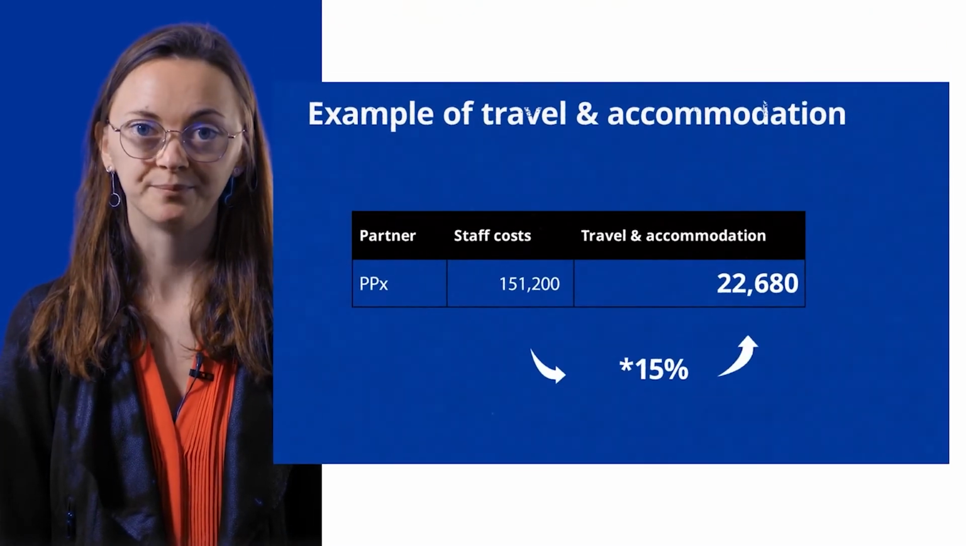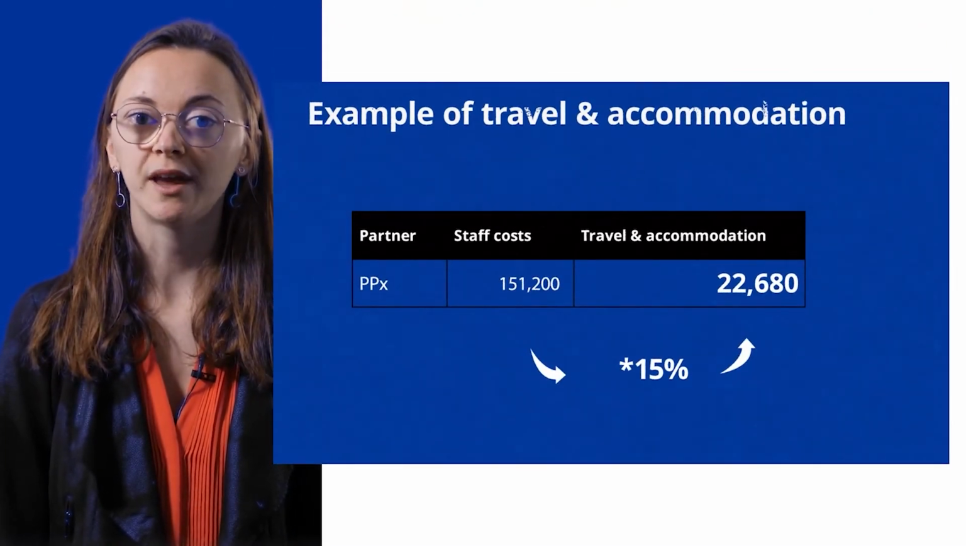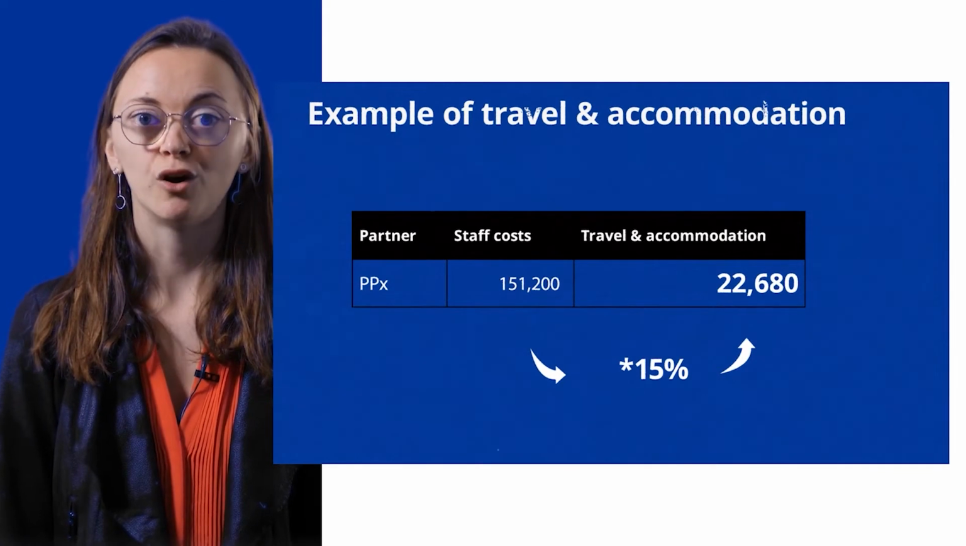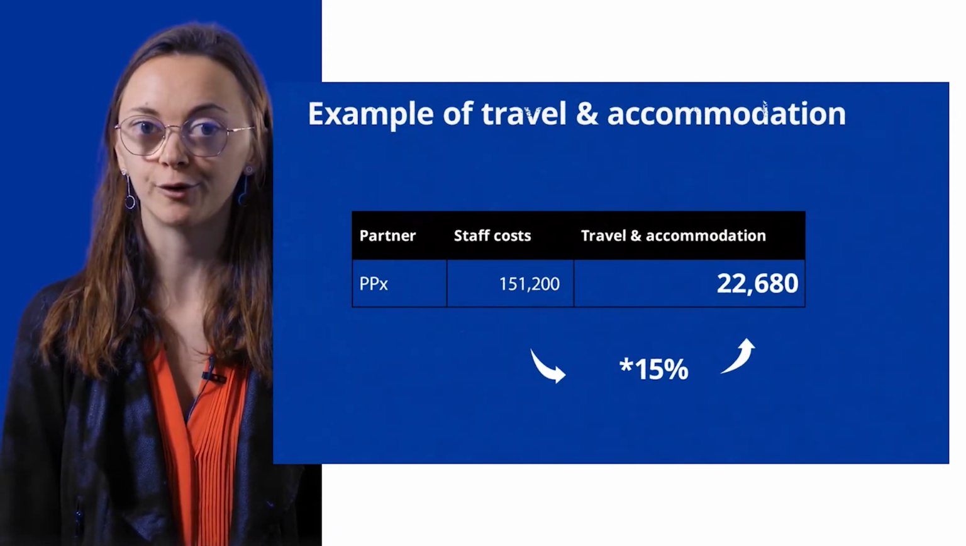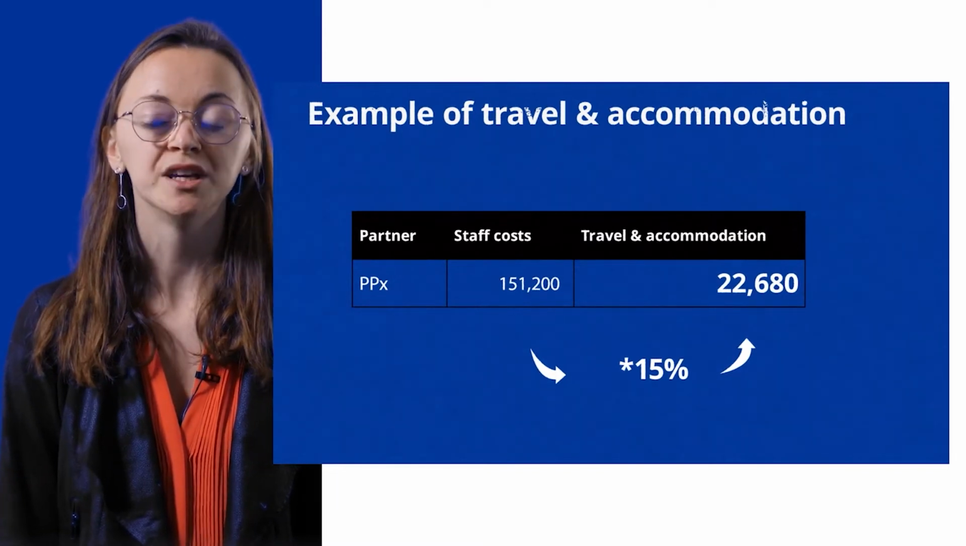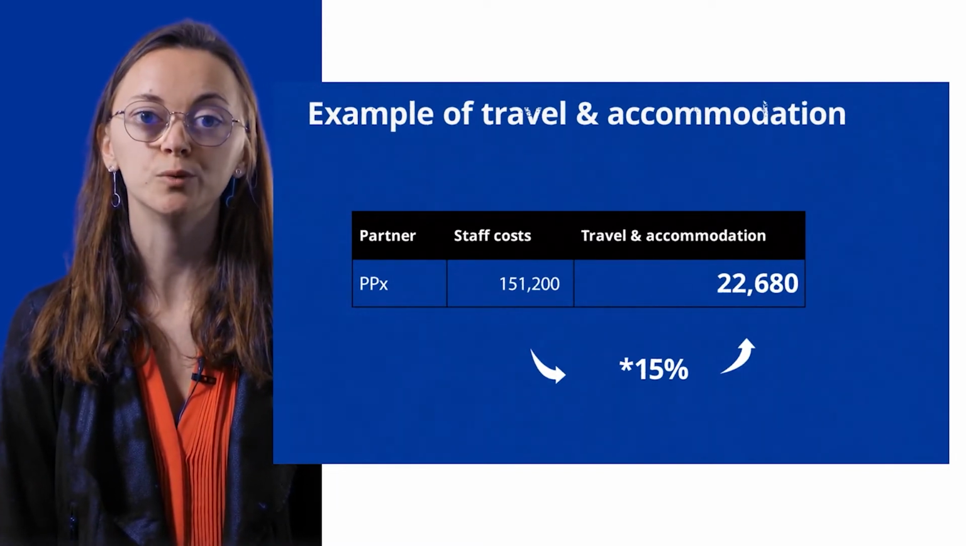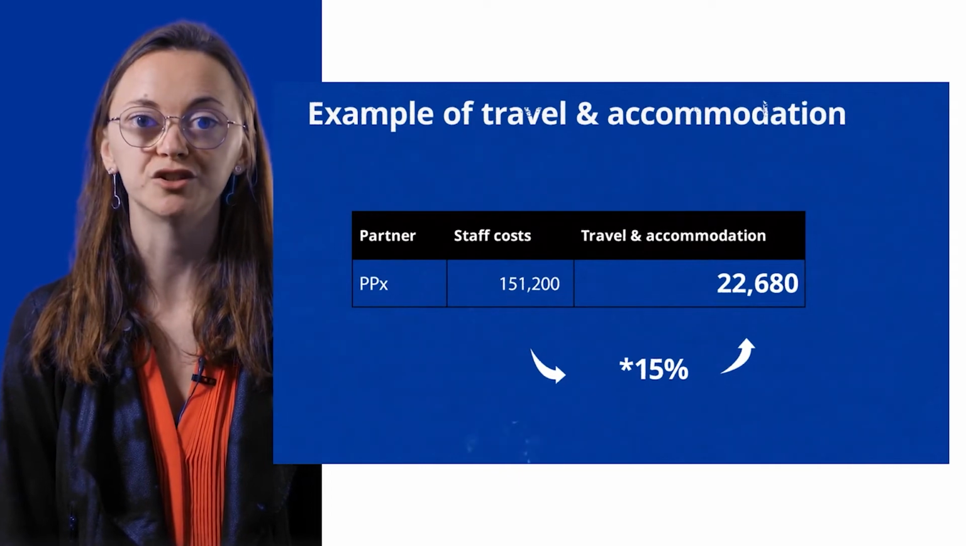Why should you go for the flat rate? First of all, the 15% flat rate is in the regulation. Then, the program also carried out statistical analysis on the real travel and accommodation costs reported by partners from previous projects, to see whether a 15% flat rate would be enough to cover the travel and accommodation cost. And indeed, this statistical analysis showed that a 15% flat rate would be enough for almost all partners.